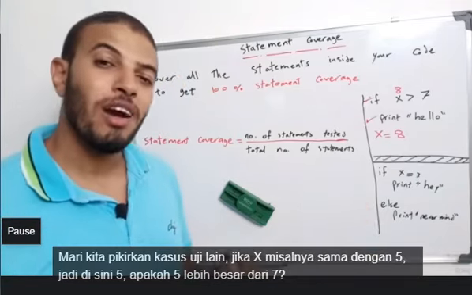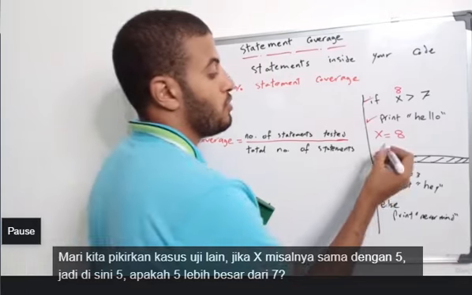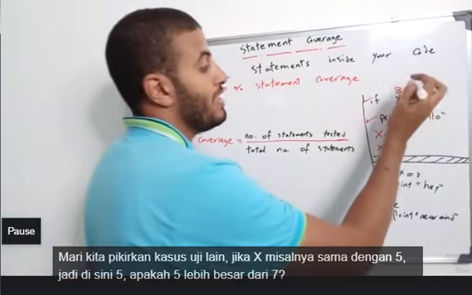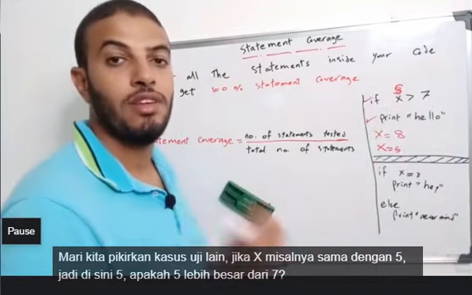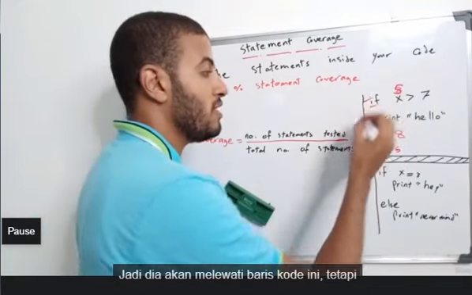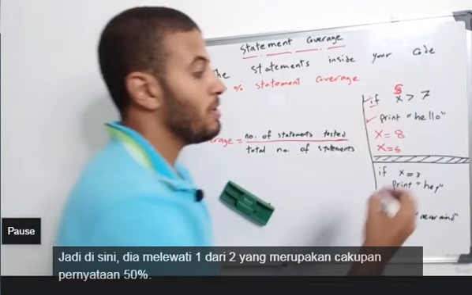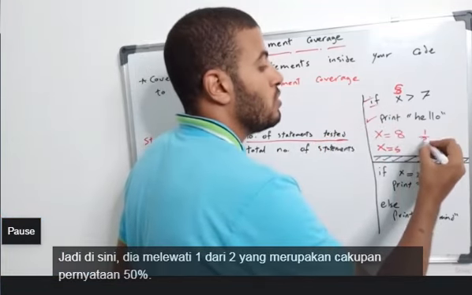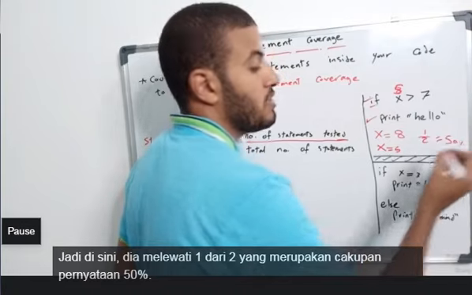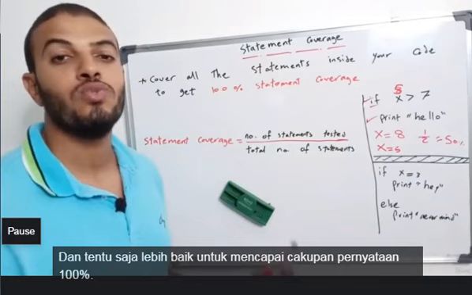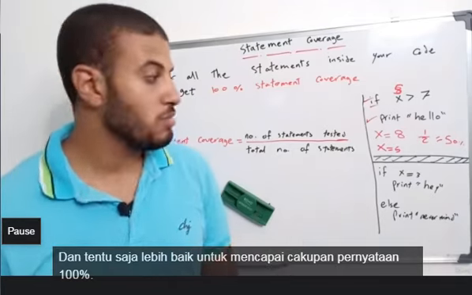Let's think about another test case. If x, for example, equals 5. So here 5. Is 5 greater than 7? No. So it will pass through this line of code, but it will not print hello. So here it passed through 1 out of 2, which is 50% statement coverage. This is the difference. And of course, it is better to achieve 100% statement coverage.